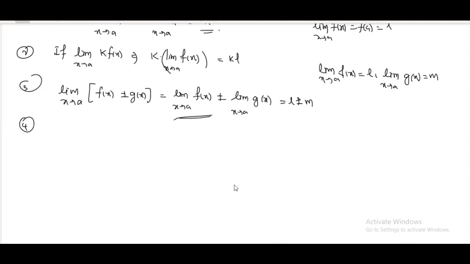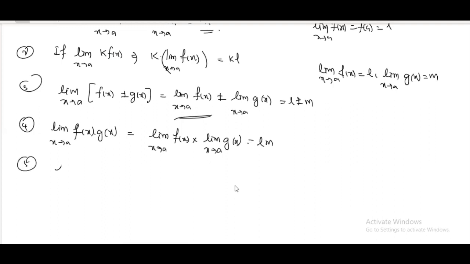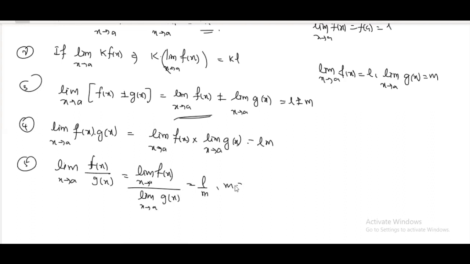Next, limit x tends to a of f of x into g of x can be taken as limit x tends to a of f of x into limit x tends to a of g of x, which is L into m. Point number 5: limit x tends to a of f of x by g of x, provided g of x is not equal to 0, can be written as limit of f of x divided by limit of g of x, which is nothing but L by m, where m is not equal to 0.